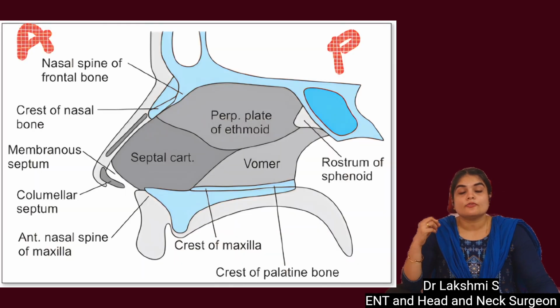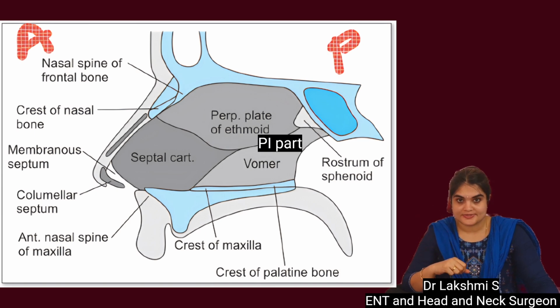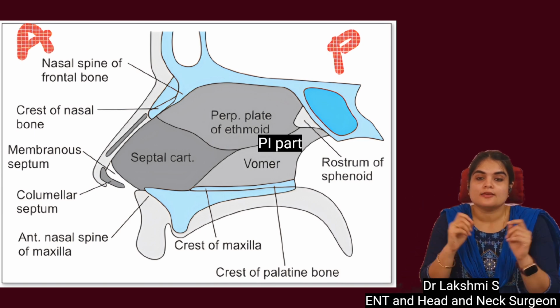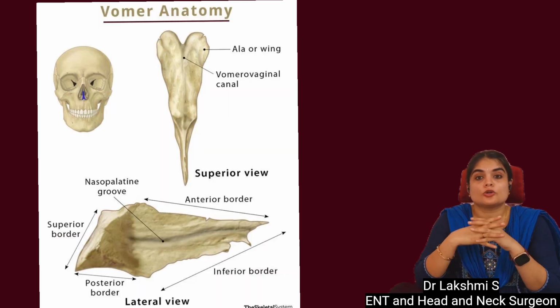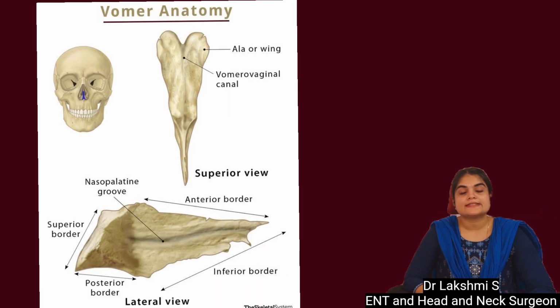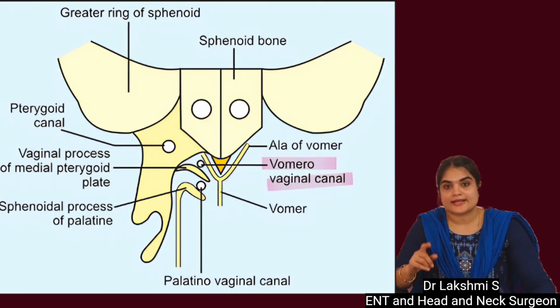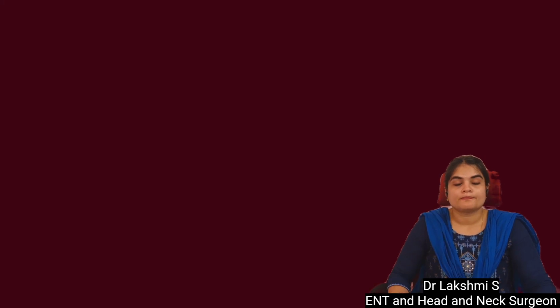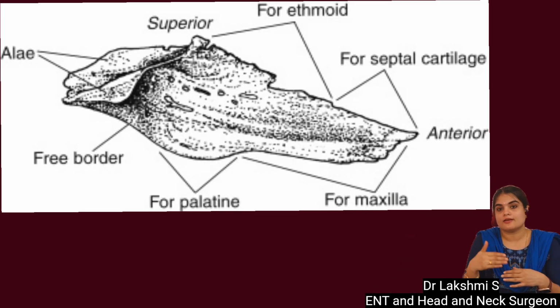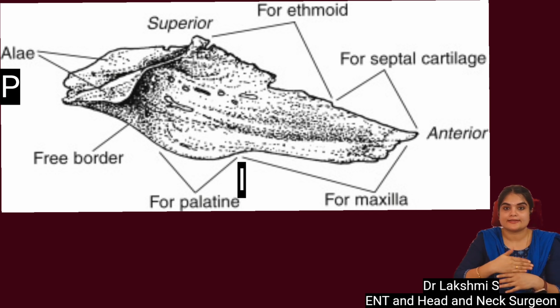The second bone is the vomer. The vomer forms the posterior and inferior part of the septum. The vomer has two alae that articulate with the rostrum of the sphenoid bone. This creates the vomerovaginal canal, through which the pharyngeal branches of the maxillary artery travel. The inferior border of the vomer articulates with the nasal crest formed by the maxillary and palatine bones.